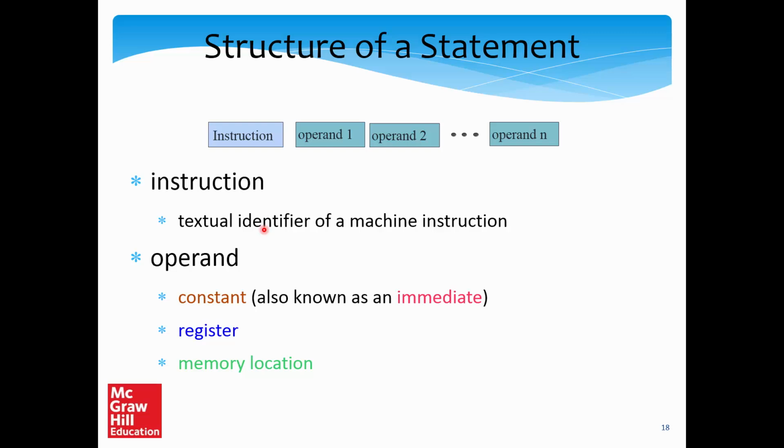The structure of an assembly statement is typically like this: we have an instruction and then we have a list of operands, which are the arguments of the instruction. Each instruction, as described before, corresponds to typically one machine instruction, and the operands can be of different types. For example, they can be a constant. A constant is also known as an immediate. Examples of a constant are 3, 4, 5, numeric constants, character constants, string constants. In assembly language parlance, they are typically referred to as immediates. The operands can also be registers, and the operands can also be memory locations. We'll look at more of how to specify different kinds of operands.